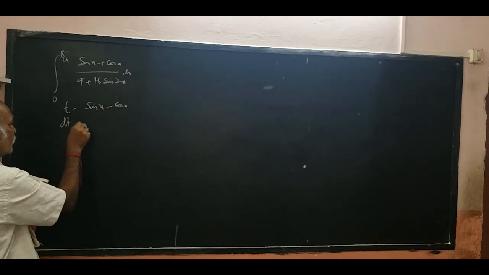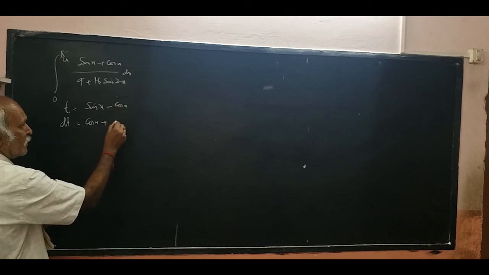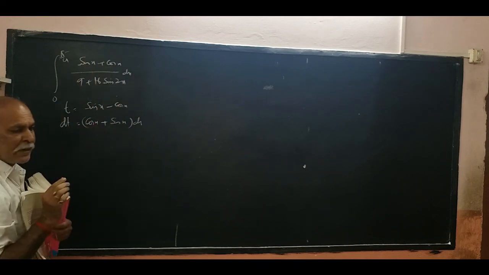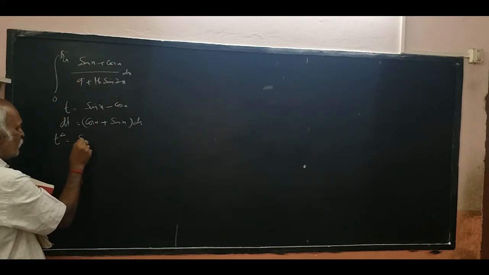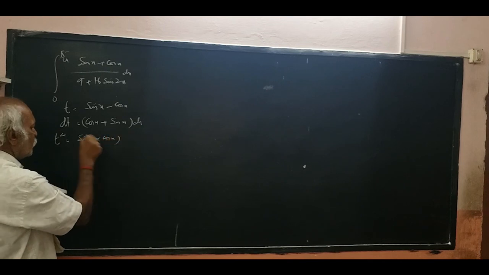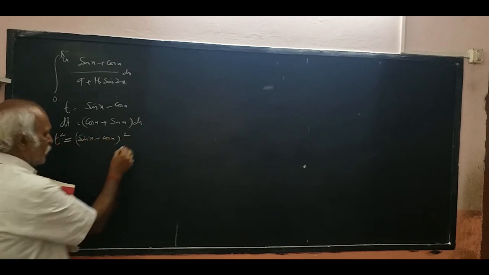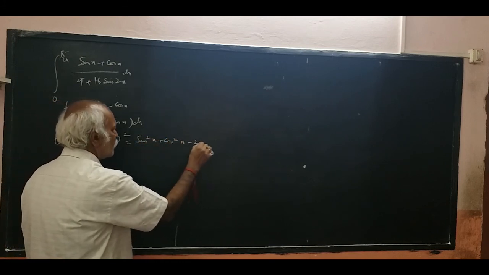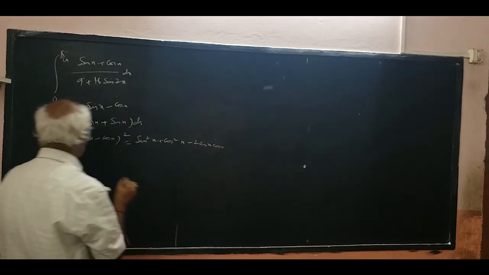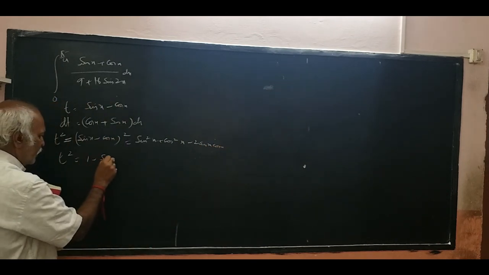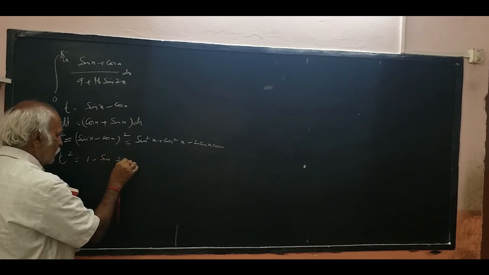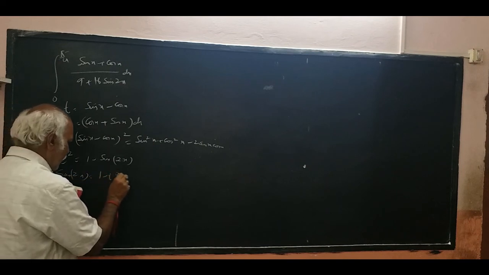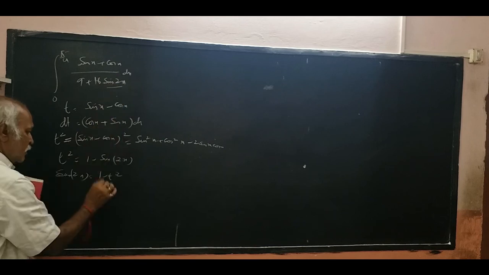What is the derivative of this? Cos x minus of minus sin x, so plus sin x dx, which is there in the numerator. Next, t square is equal to sin x minus cos x whole square. Squaring both sides, this becomes sin square x plus cos square x minus 2 sin x cos x. So t square is equal to 1 minus sin 2x. So sin 2x is equal to 1 minus t square.